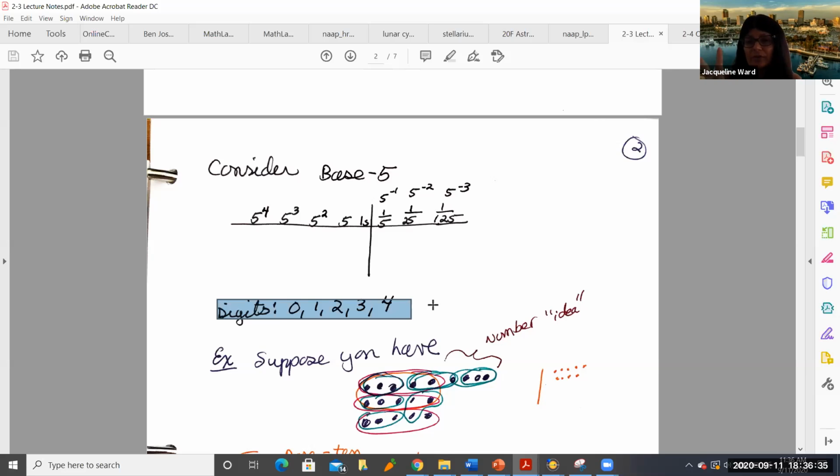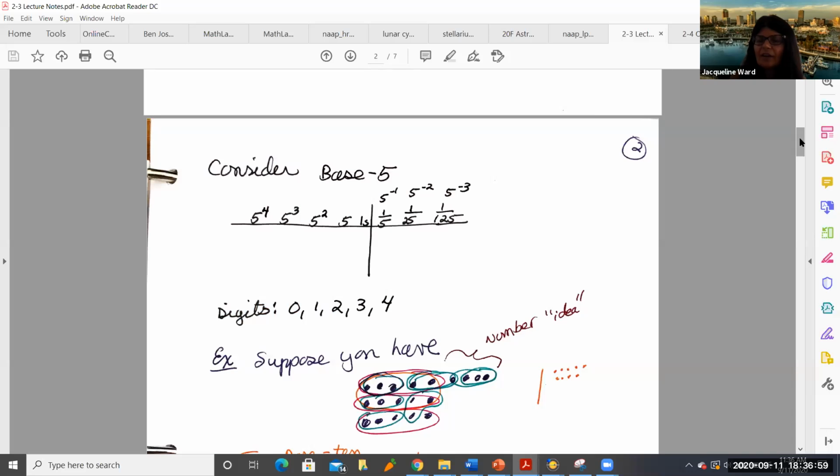We use two places. So in base 5, the only digits we have are 0, 1, 2, 3, and 4. We have no numeral for 5 because as soon as you have 5 of something, you exchange it for a long and you're in the fives place.